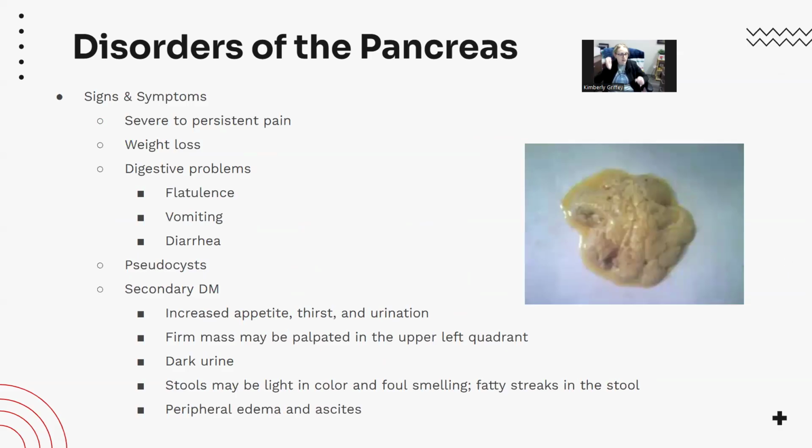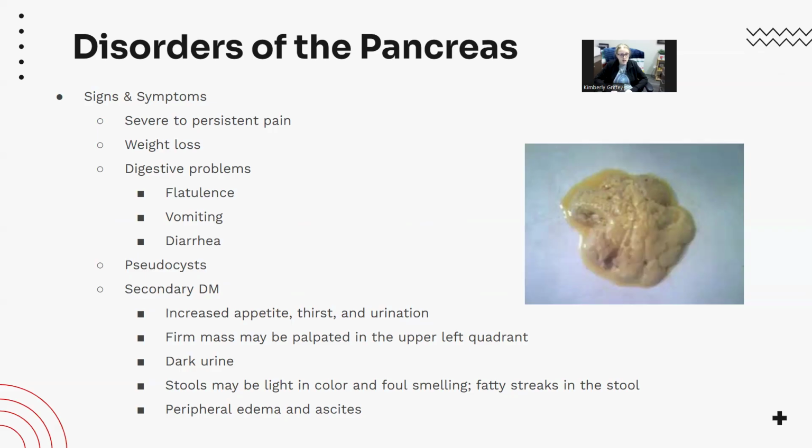Signs and symptoms will have severe to persistent pain, lots of weight loss. They may have flatulence, vomiting, and diarrhea. They can have pseudocysts in their pancreas. And these are just cysts that are a buildup of that junk in the pancreas. You can develop a secondary diabetes, so you'll have an increased appetite, thirst, and urination. You can feel a firm mass in the upper left quadrant.